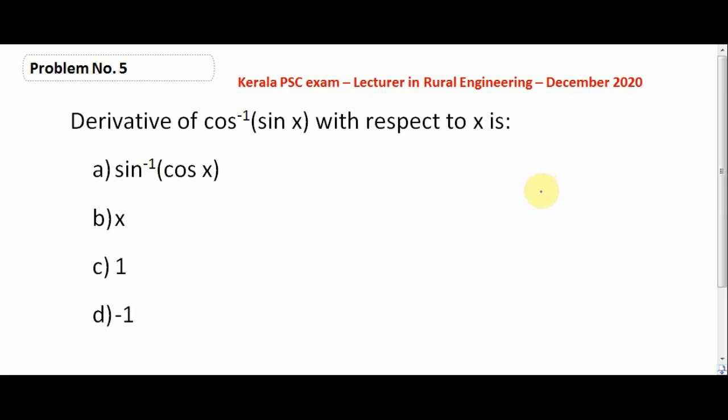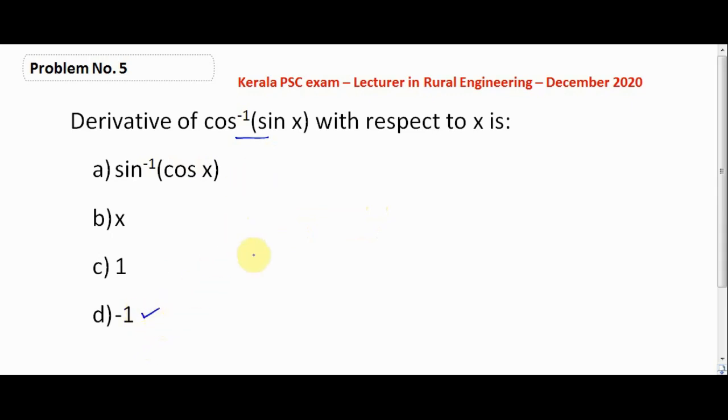Now let's discuss one previous year exam question. The derivative of cos inverse of sin x with respect to x is. So we are asked to find the derivative of cos inverse of sin x. You may try to solve this by yourself. Please pause the video and try to solve this question. I hope you have solved the question. Here the right answer is given by option D, that is minus 1.